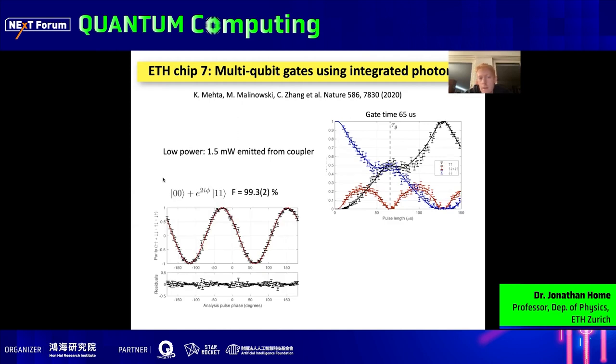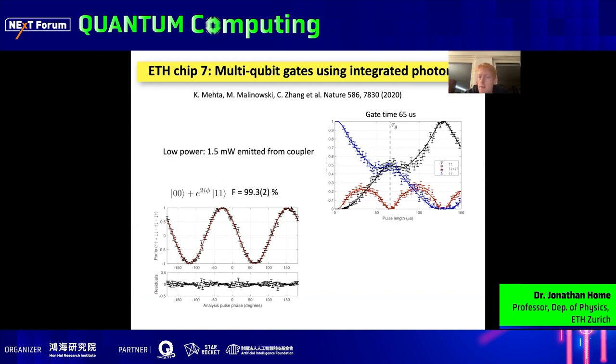So we can characterize that by an interference experiment, just looking at the coherence between the 0, 0, and 1, 1 states, or if you like, the down and up states. Here you see the effectively 2-qubit Ramsey fringe that we get from that. And you see that the contrast is very high, well above 99%. And that tells us that the fidelity of our gate is 99.3%.